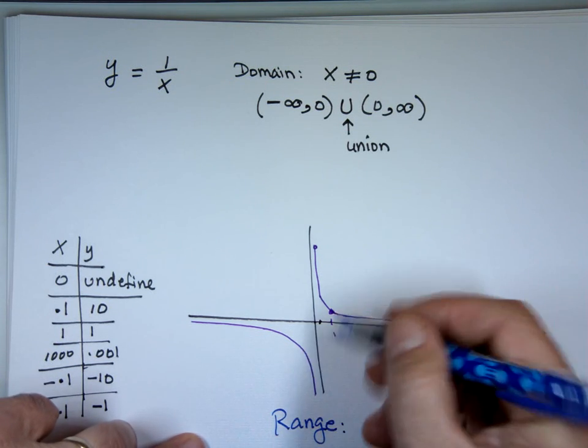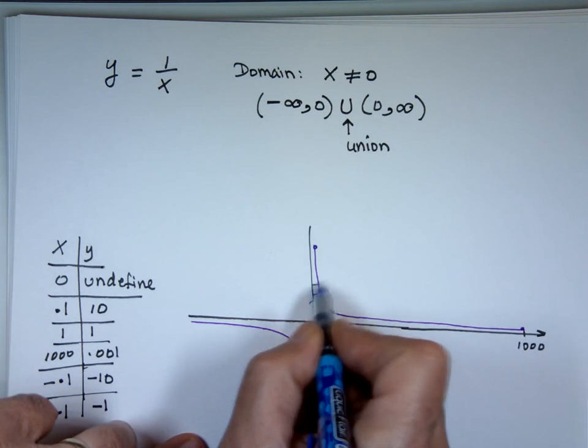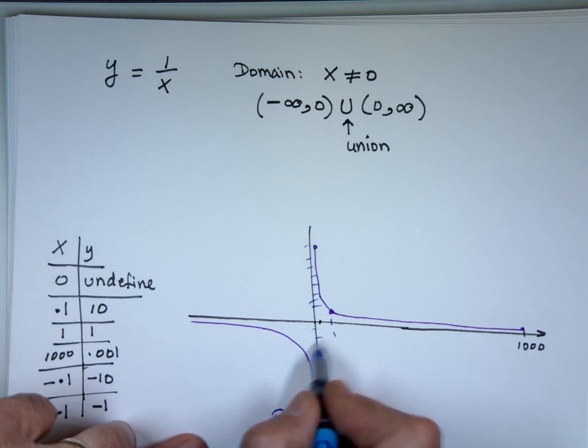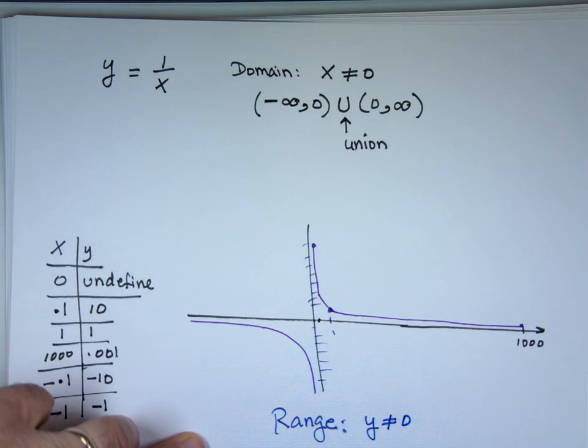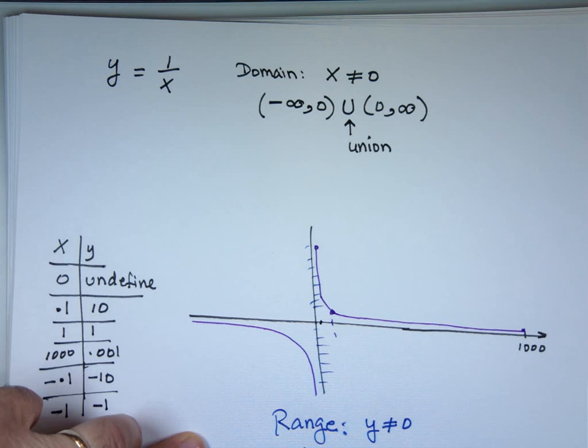Notice we have y values all the way across, and we have values for every one of these. The only one we don't have a value for is where? 0. Y does not equal 0. It can't be 0 because you will never reach it. You'll be close to it, but you'll never touch it. So my range now is going to be from negative infinity to 0, neither one included, and then from 0 to infinity.